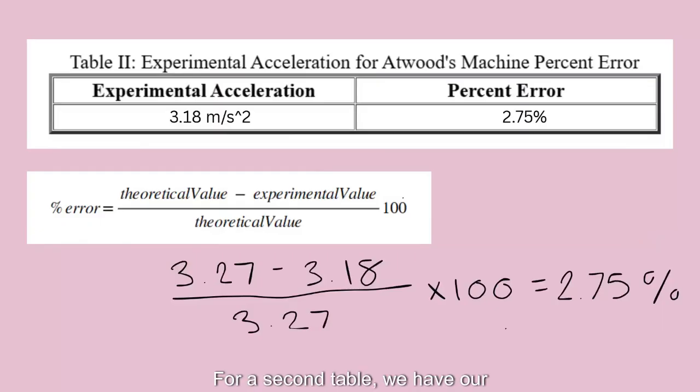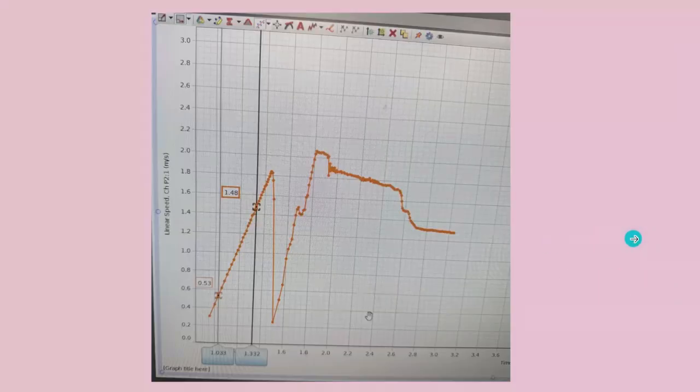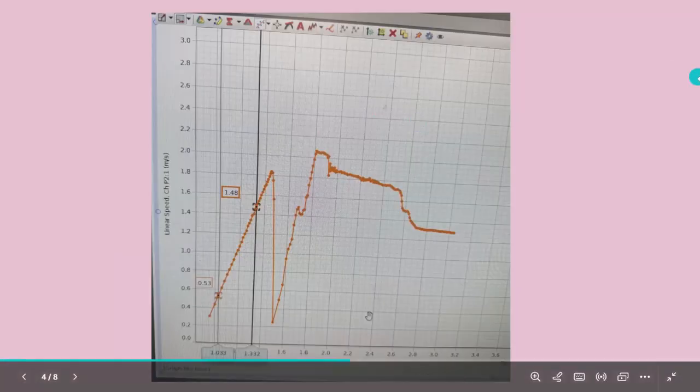For our second table, we have our experimental acceleration, which we calculated to be 3.18 meters per second squared, which we had to find the percent error from there. So we have theoretical value minus experimental value over theoretical value times 100, which we calculated to be 2.75%. And this is the graph we got.